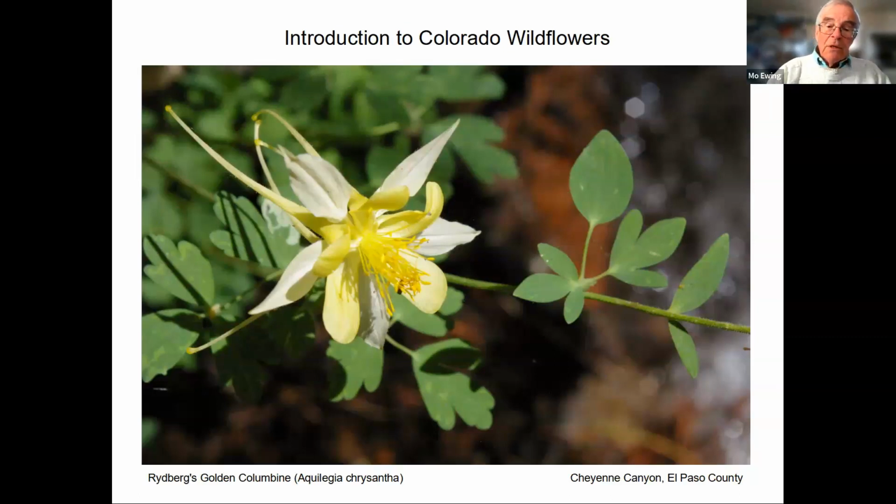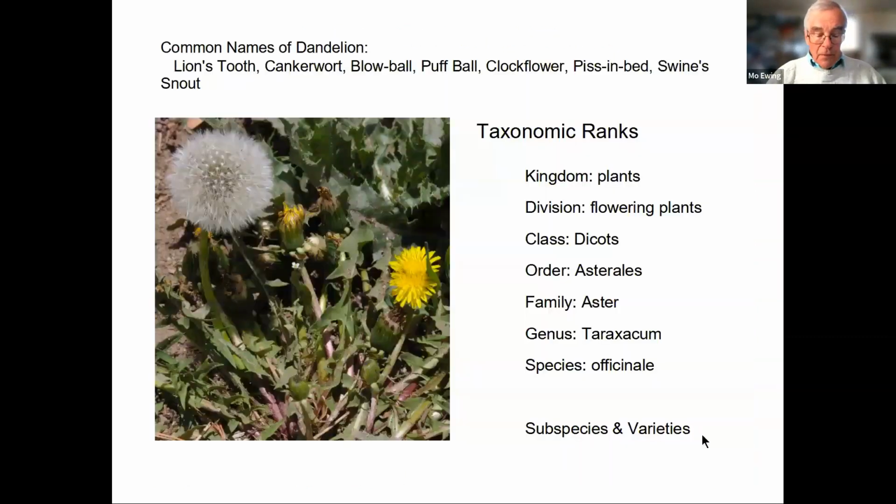Okay, for the first thing that we want to talk about is how flowers are named. In Colorado, there are 2,797 or so plant species. And some of those are split down into varieties and subspecies, which would add another 649 plants, for a total of 3,322 plants.